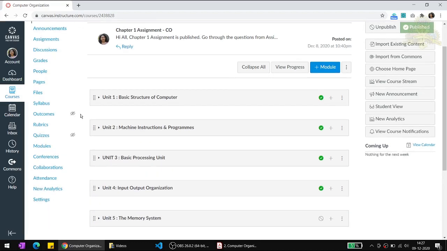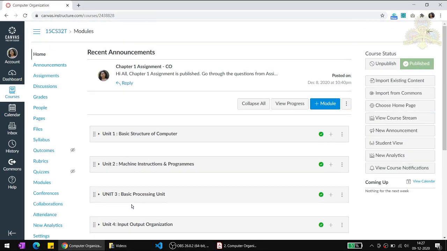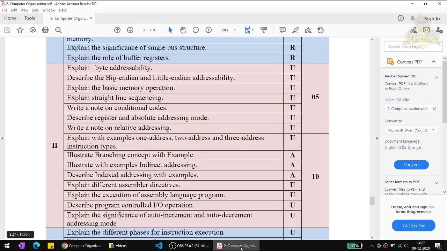Before starting the revision, I would like to share that in the last section of your Canvas, you can find the old question papers. It is a single document containing question papers from four to five years, which I have put together for your ease. Next, we'll start off with the revision.